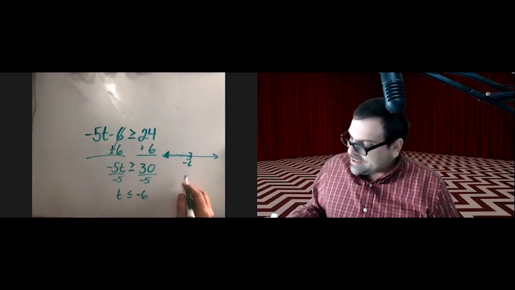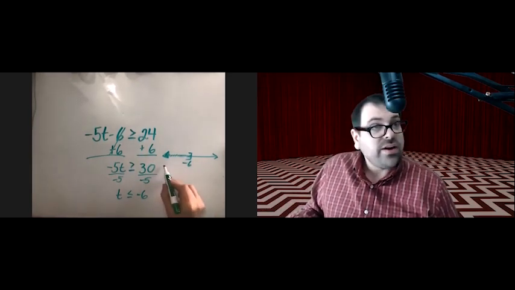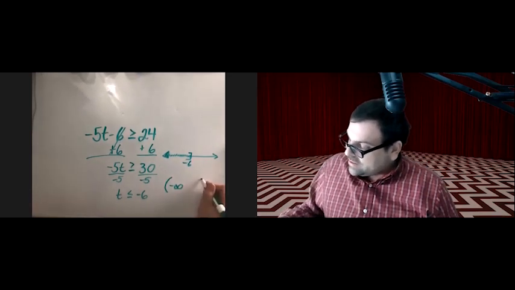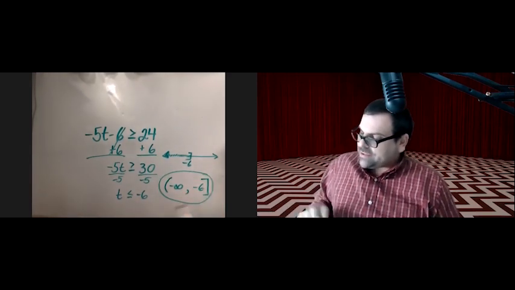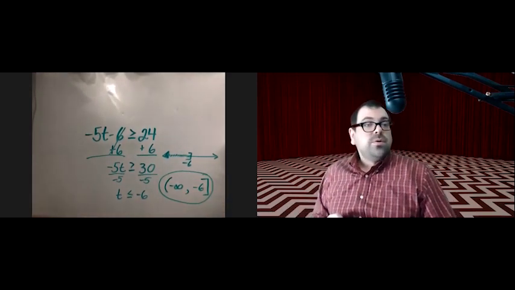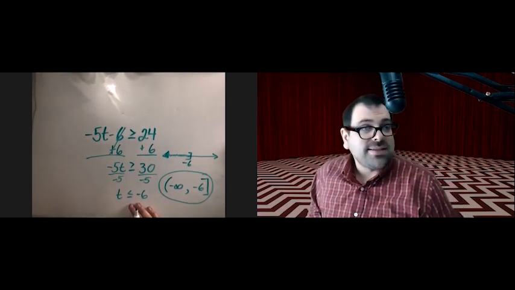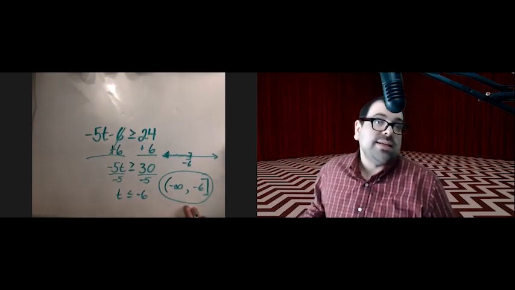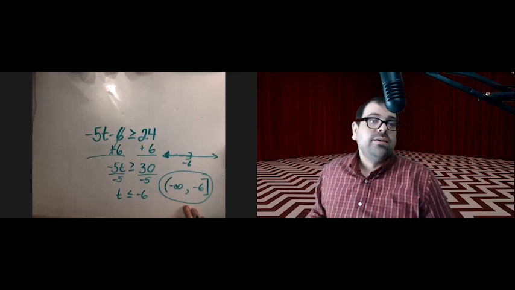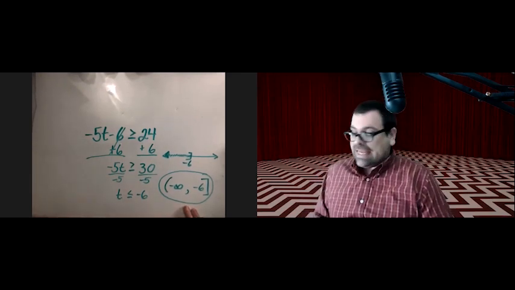From here, we can see that our interval notation, we're going to start with -infinity. We're going to end with a square bracket at -6. Comma separates. So our interval notation for t less than or equal to -6 is going to be parenthesis, -infinity, comma, -6 square bracket.